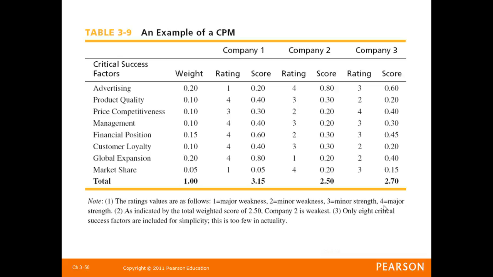And as you can see at the bottom, what is the strongest firm in this particular analysis? It's the firm that has 3.15, which is company 1. So company 1 is the most competitive based on this competitive profile matrix.